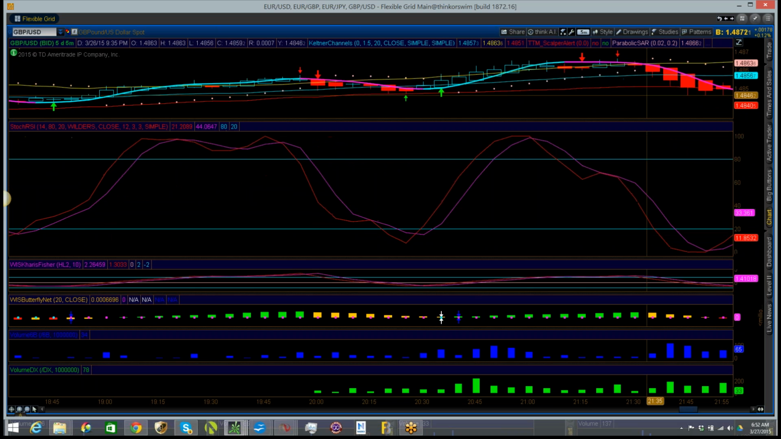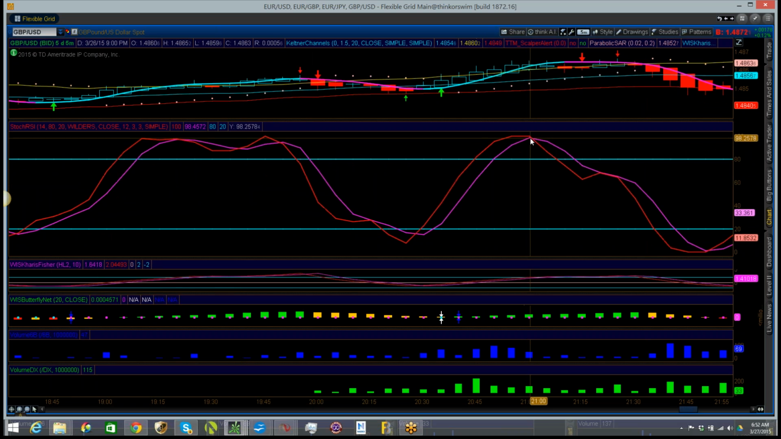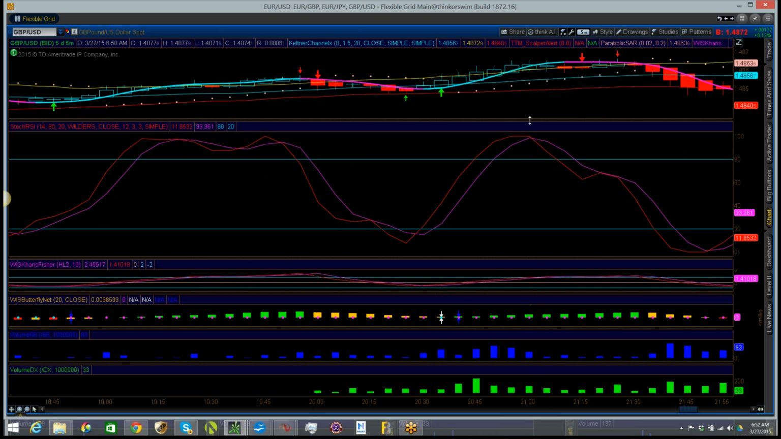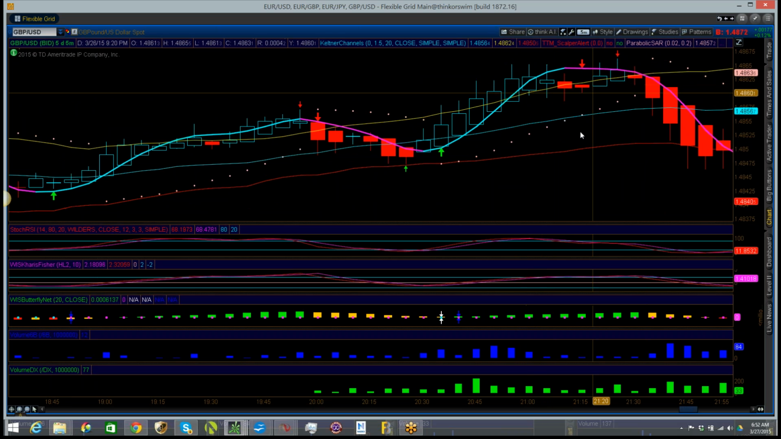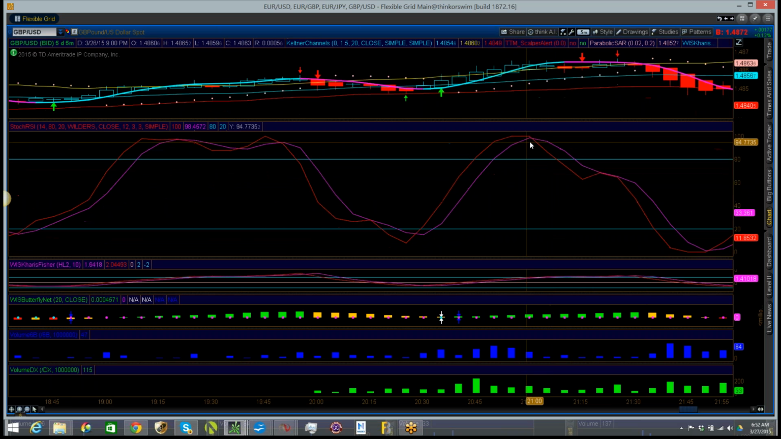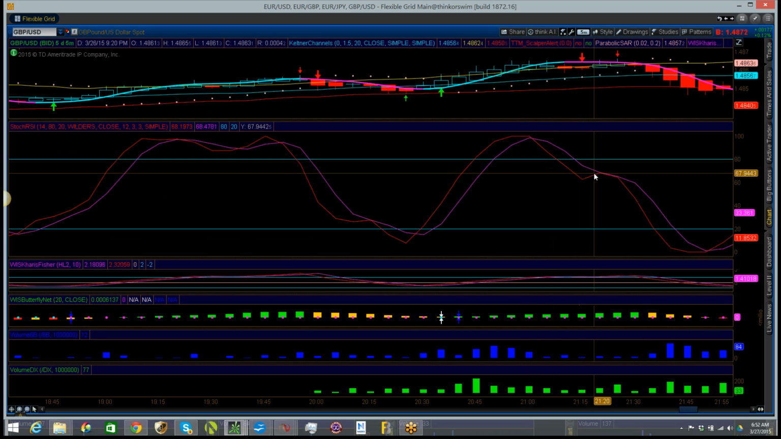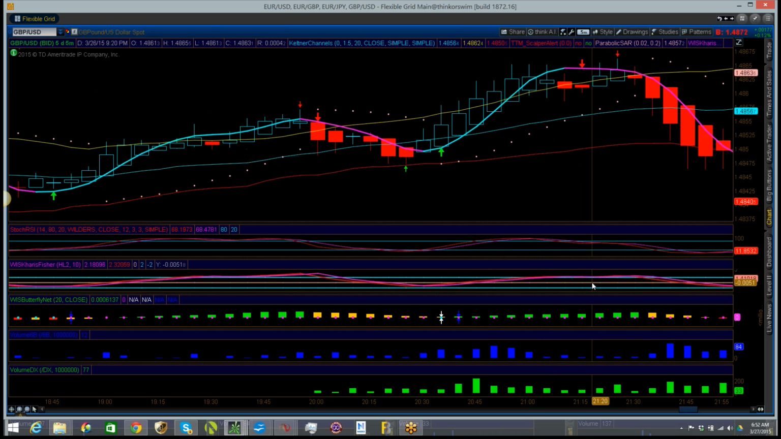And last but not least, the stochastic RSI on top, strong. That's where you have this. But then it loses momentum. What happens? It starts crossing and goes down. You have to look at the whole picture. You can't just go by any one indicator. And those are lagging indicators, but there's others.